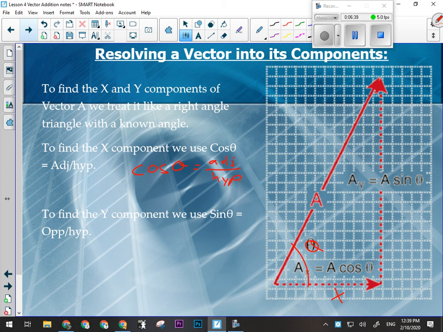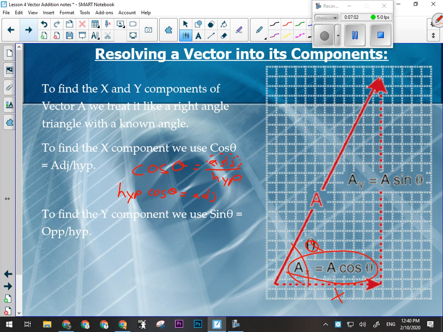SOHCAHTOA. I'm trying to find the adjacent side. I know what theta is because they would give it to me, and I would know what A is, the hypotenuse. So I would simply manipulate and I'd have hypotenuse times the cos of theta equals the adjacent side, which is what we see written here.